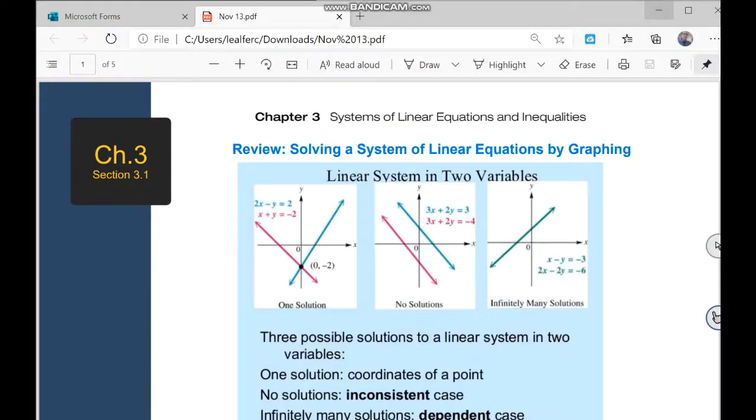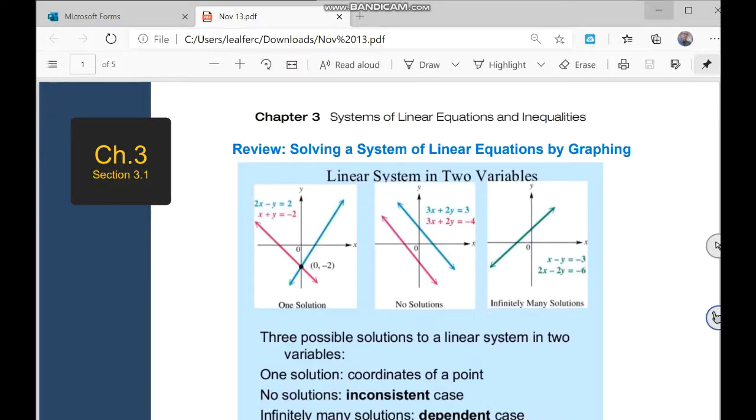This week we started with chapter 3, right? So right now we are working on chapter 3, systems of linear equations and inequalities. And on Tuesday we saw how to solve a system of linear equations by graphing.